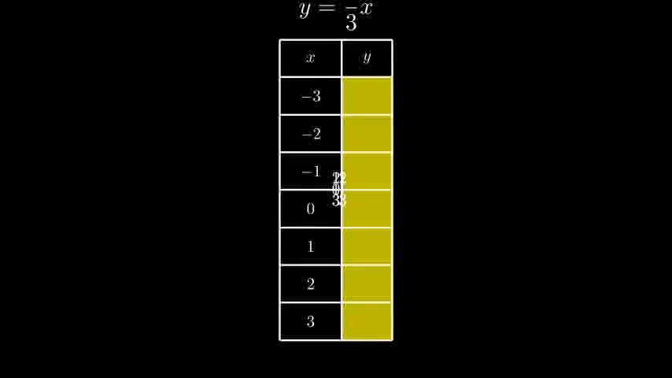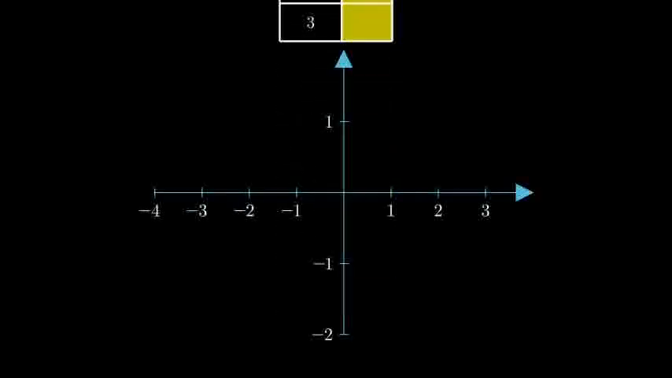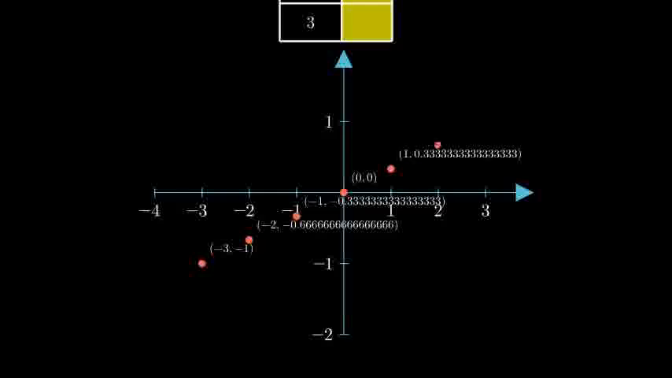Now that we have our table of values, let's plot these points on a coordinate system. We'll set up our axes with appropriate scaling. Let's plot each point from our table. Now that we have our points plotted, we can see they form a straight line. Let's connect these points to complete our graph. Notice that the line passes through the origin, which makes sense since when x is 0, y is also 0.